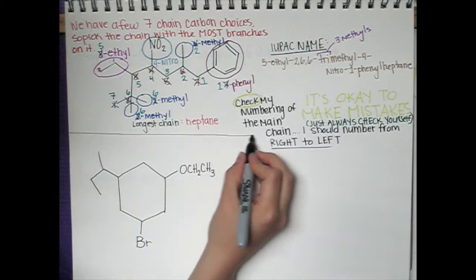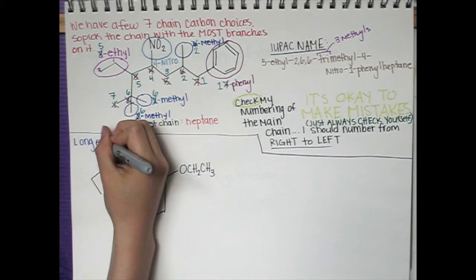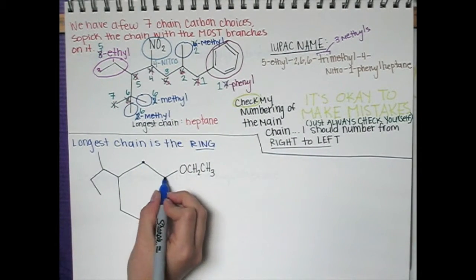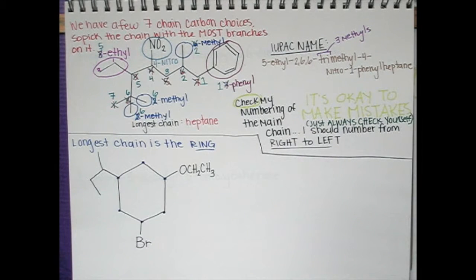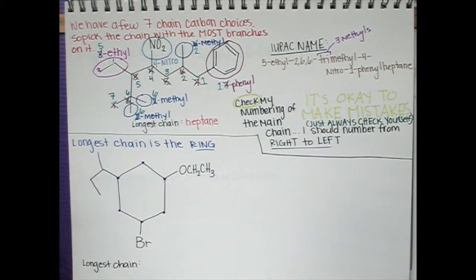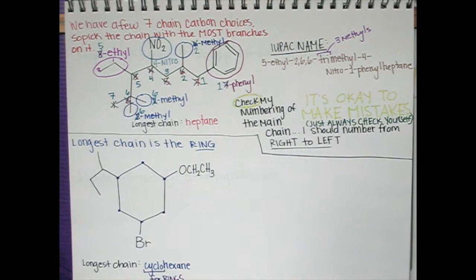All right, let's do this bottom structure now. A ring. So the ring is going to be the longest chain. It has 6 carbons in it. Every corner is a carbon. And you have 6 corners, so you have 6 carbons. But now we have to decide how to number it. Our longest chain has 6 carbons, it's hex, but they're in a ring. So we have to put cyclo in front. Cyclohexane. Cyclo because the structure is in a ring.